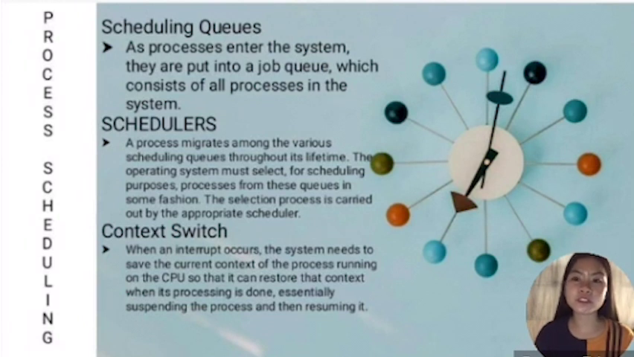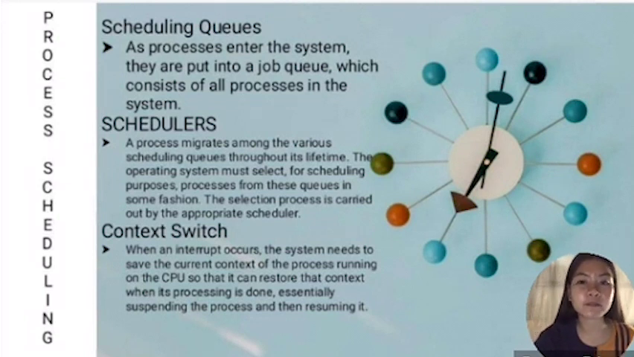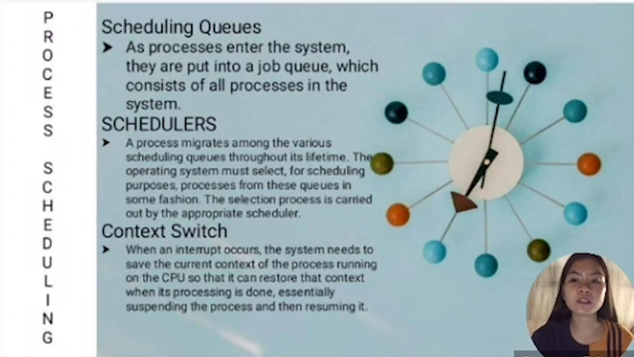So, for example, the job queue. This queue keeps all the processes in the system. Next, the ready queue. This queue keeps a set of all processes residing in main memory, ready and waiting to execute. A new process is always put in this queue.